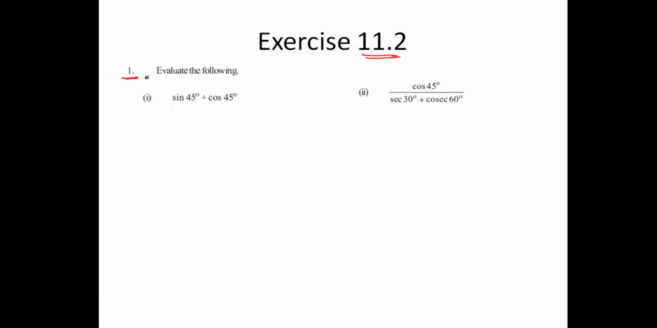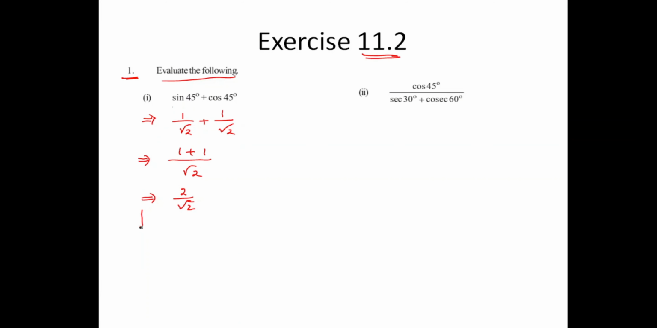Solve this exercise. First bit, evaluate the following. The first one is sine 45. We already have seen that the value of sine 45 is 1 by root 2, and the value of cos 45 is 1 by root 2 here. So what would be the answer? This is your root 2, right? So the next step is 2 root 2.